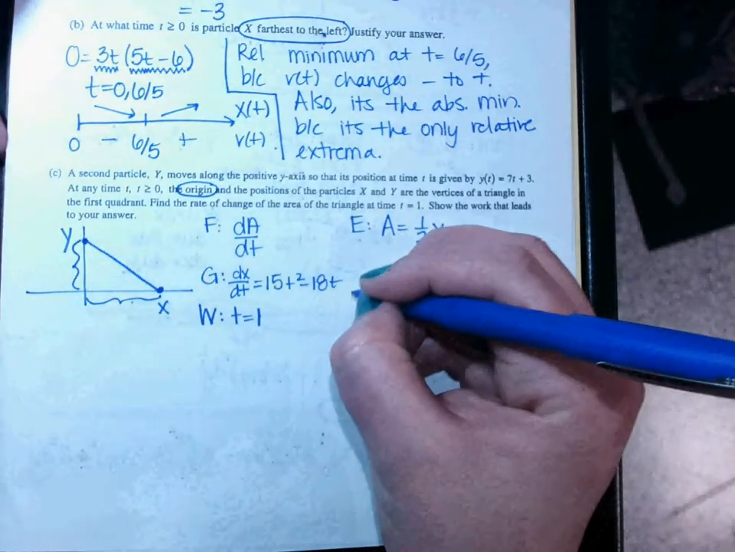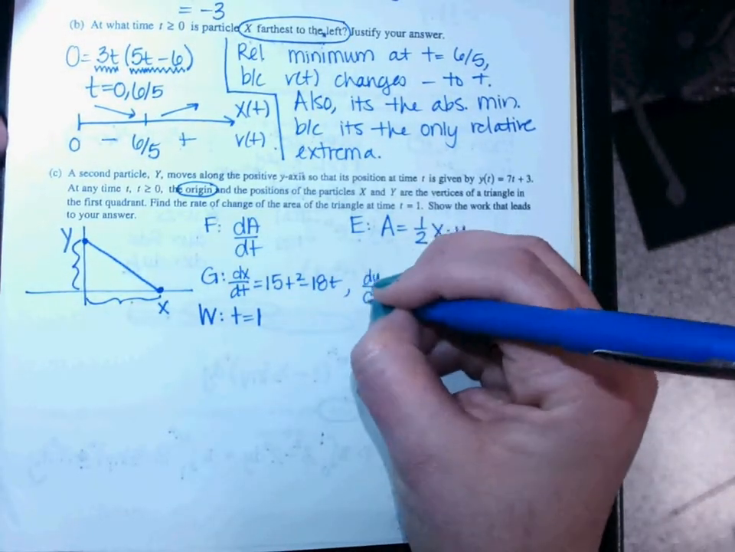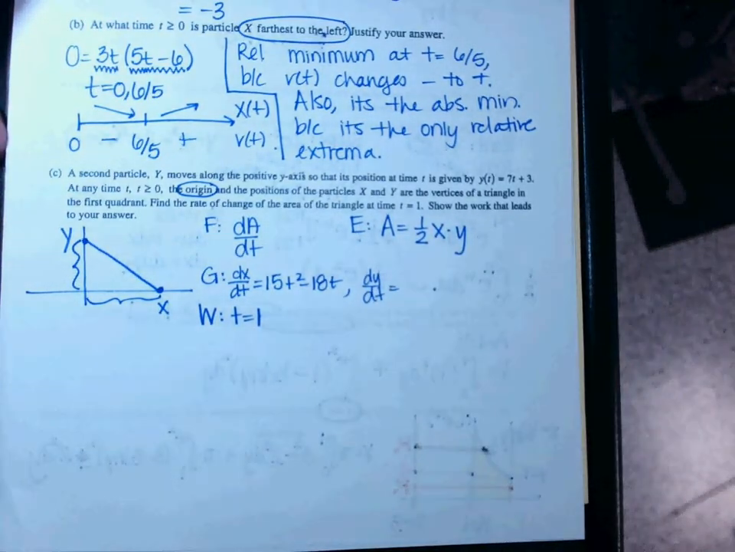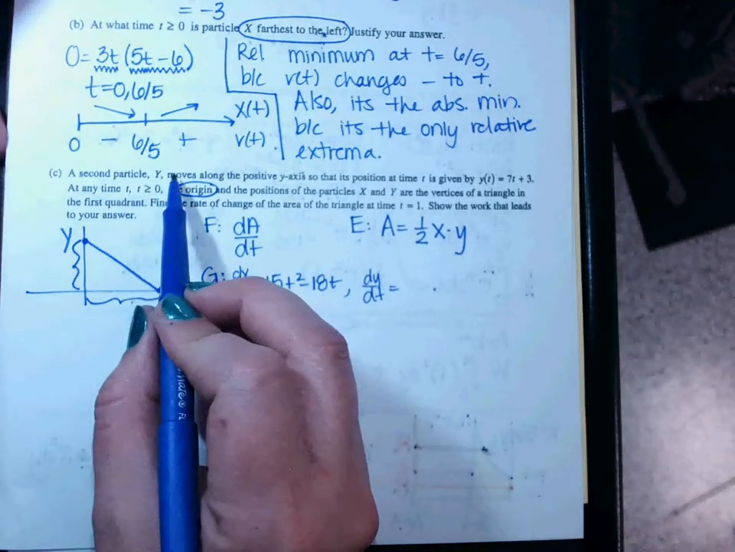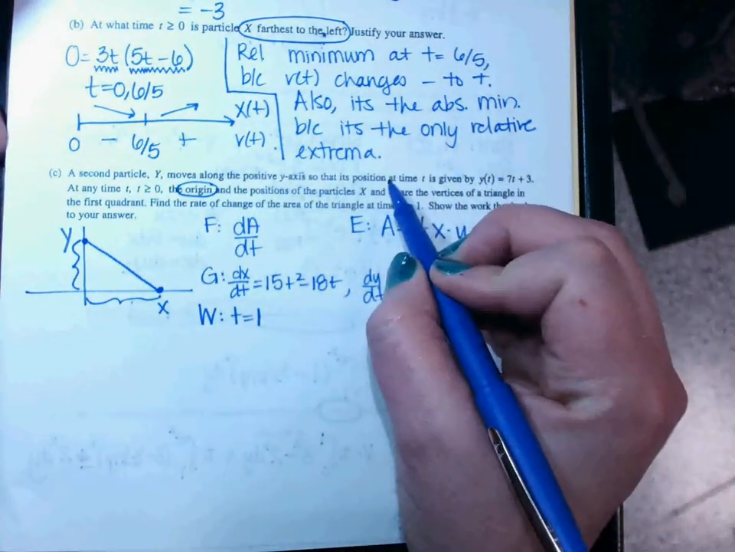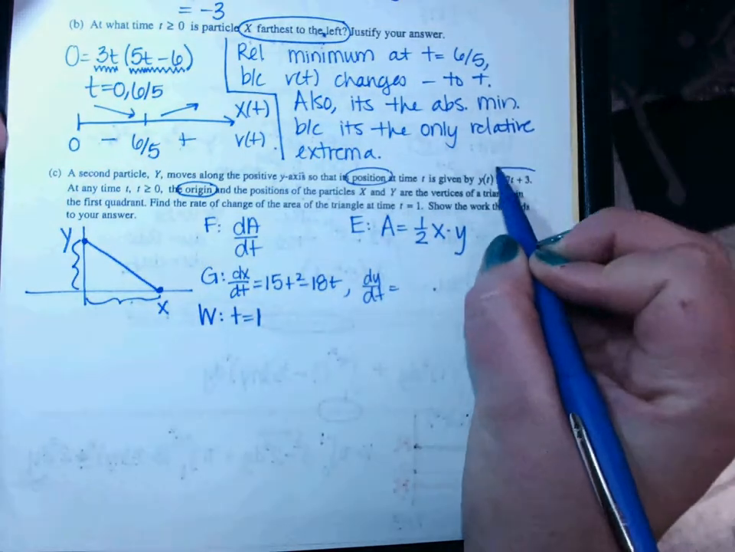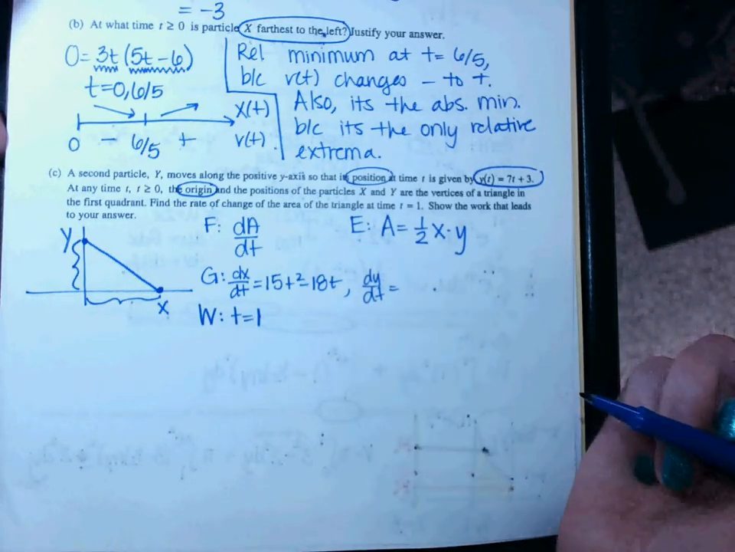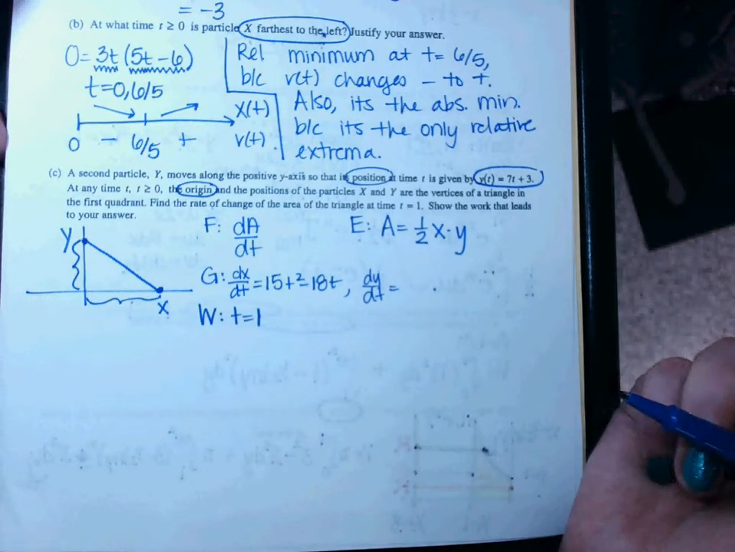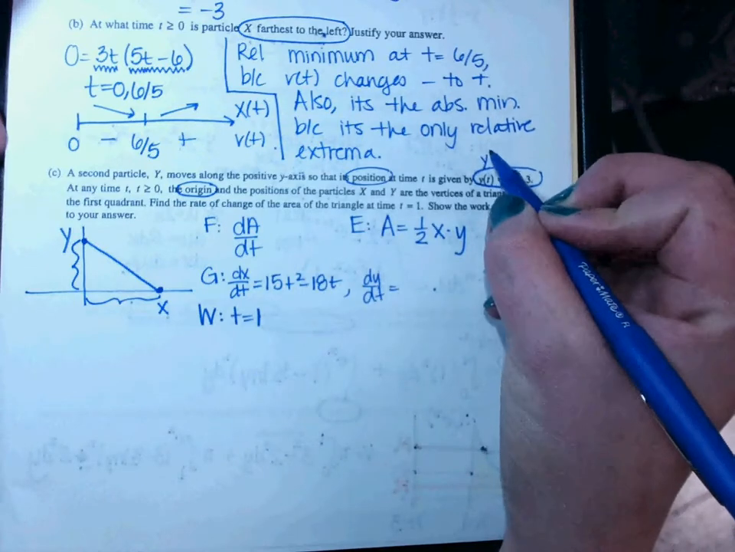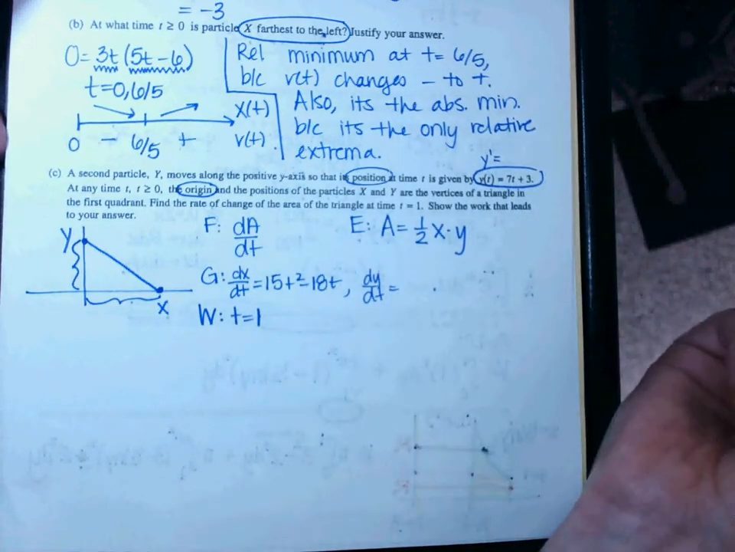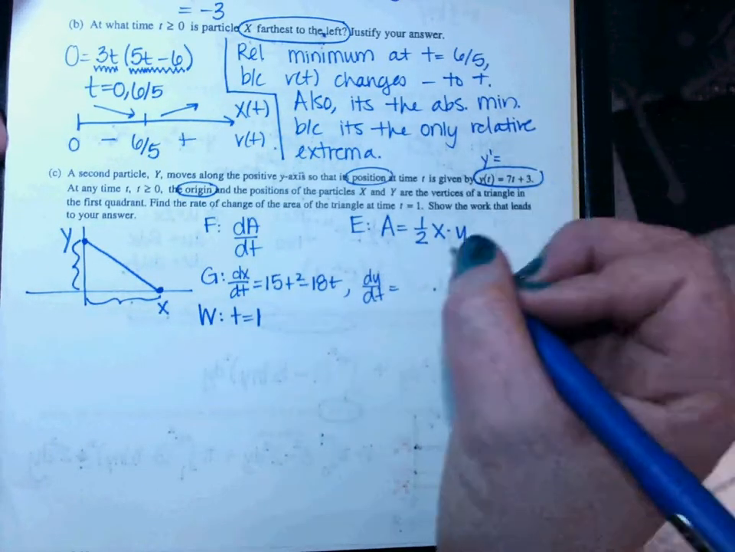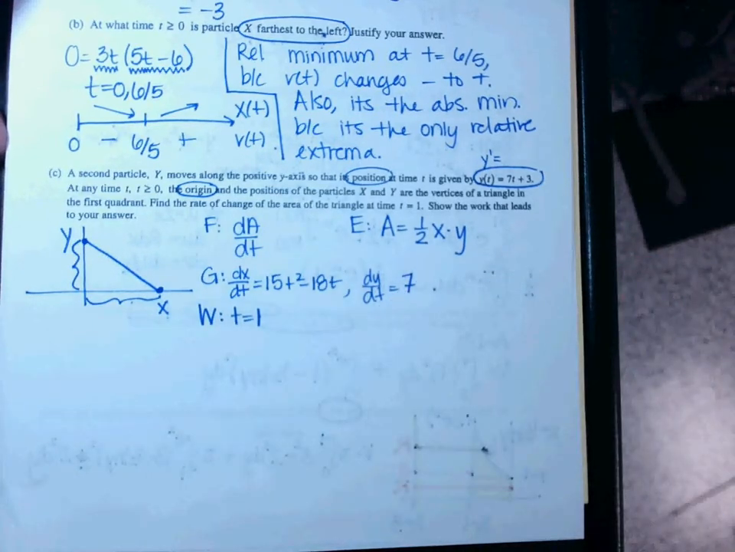Now let's also talk about dy/dt. Look what they gave us. They said a second particle y, and its position is given by this. This is position. How could I find how fast that particle is moving if they gave us the position? Take the derivative. Very good. So take the derivative of this to find y prime. It's linear, so what's the derivative? 7. So they're making you find them yourself, but you can still do it.